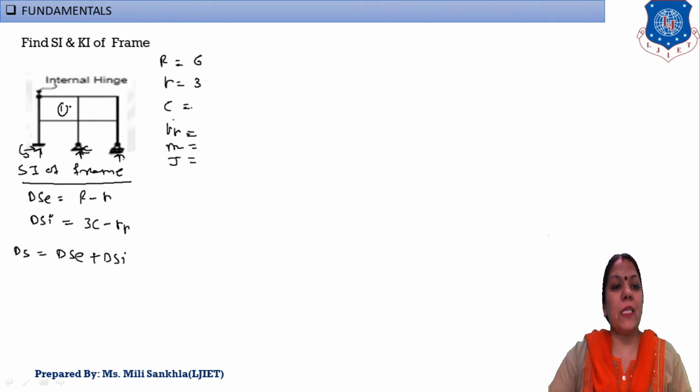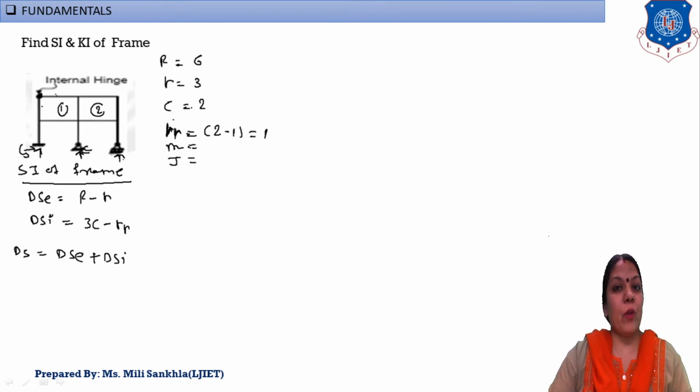Here the first area is enclosed by one and here the second. So C is equal to 2. Now RR is equal to the number of members connected to the hinge joint minus 1. Here one internal hinge is given and 2 members are connected. So the number of members connected to the internal hinge, 2 minus 1, is equal to 1.